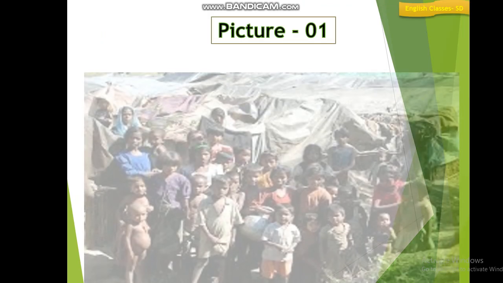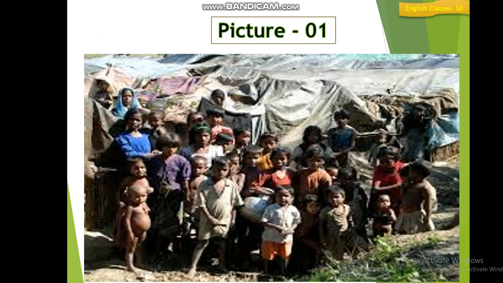Picture 1. There is some picture of children. From this picture, you can understand something. They seem to be refugee students, Rohingya, who came from their homeland to another country. This sort of scenery, I think.